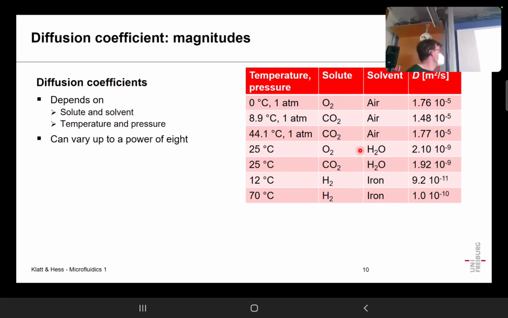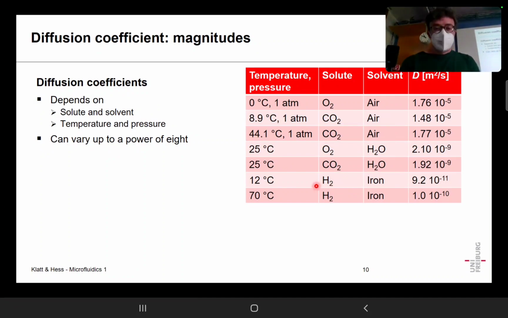So let's start shortly with a discussion of the different matters. In case of diffusion, we always look at a solute and a solvent. The solvent is basically the matter where you have more of it, and the solute is introduced into this matter. Like if you look at iron and you have hydrogen which moves along the iron or through the iron, then you would have the solvent iron and the solute hydrogen.